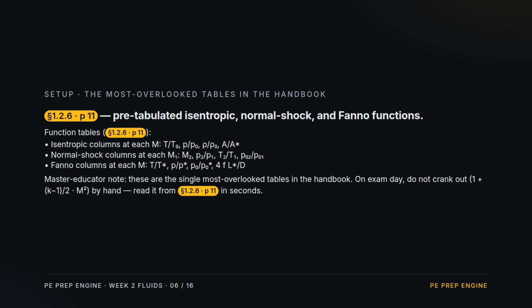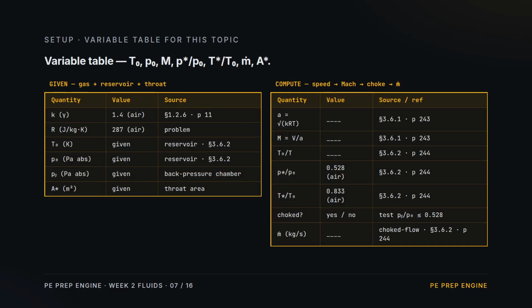Don't crank the algebra by hand. Look it up. Variable table for nozzle problems. Gas properties up top, then reservoir stagnation conditions and throat area, then derived quantities: speed of sound, Mach, stagnation ratios, and the critical flow constants for air sit ready. Bottom, the choke test and locked-in mass flow.